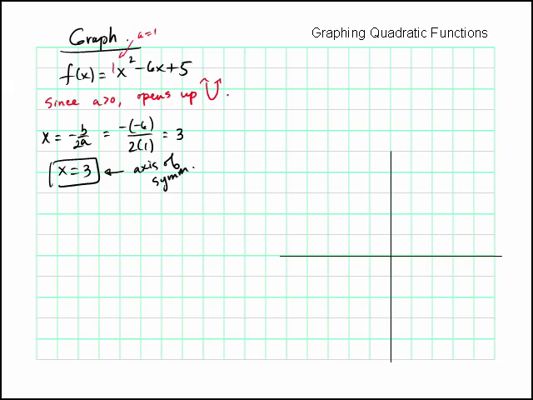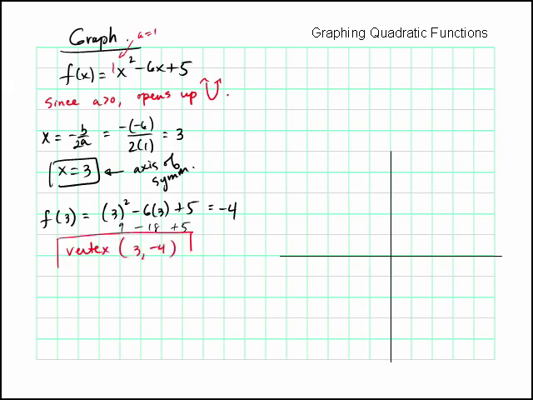I plug 3 into the function to get the y value. F of 3 is going to be 3 squared minus 6 times 3 plus 5. And if I simplify that, that's going to be 9 minus 18 is negative 9 plus 5 is negative 4. And so I have found the vertex of our parabola. The vertex is at 3 comma negative 4, right there. Okay, I'm going to start graphing.